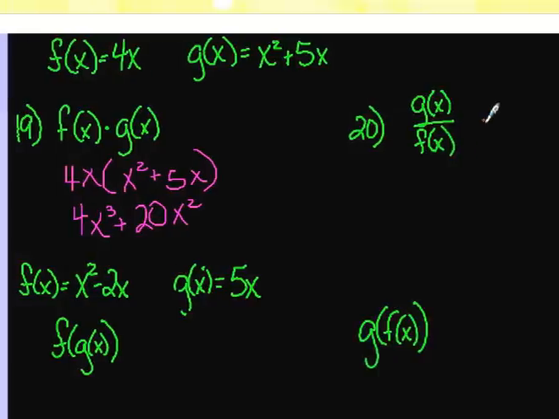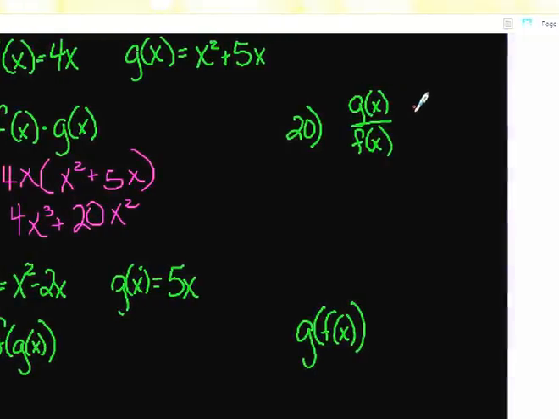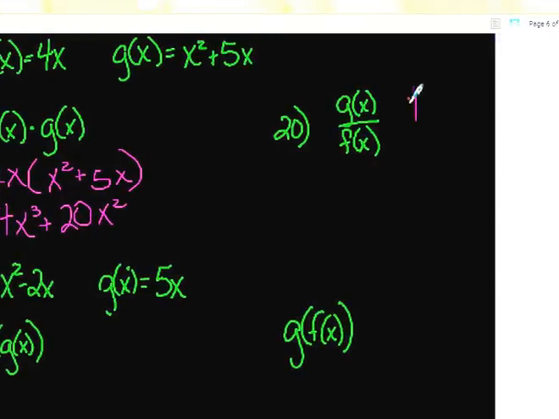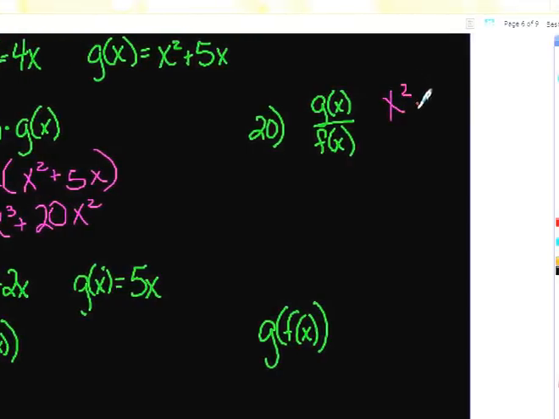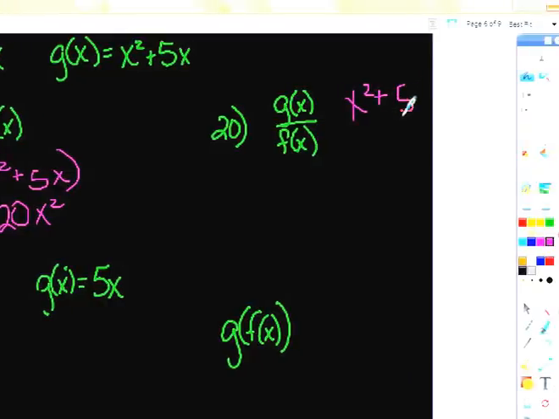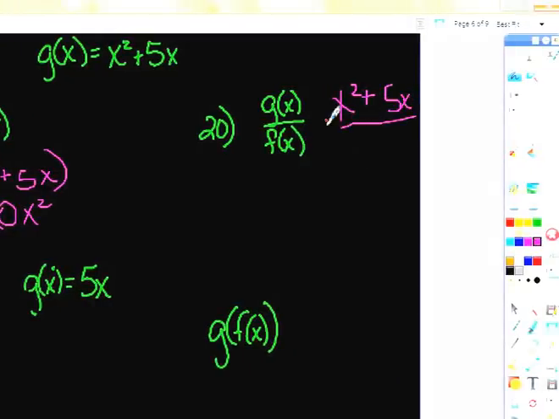Number 20, we're going to again make those same substitutions. And when we take out g of x, we get x squared plus 5x. And f of x is 4x. And many times you can just leave it, but I want to just show you that this also can be simplified. Goes back to chapter 5, the one we love so well, where you can take out the GCF in that numerator. And when we do, we get x plus 5.